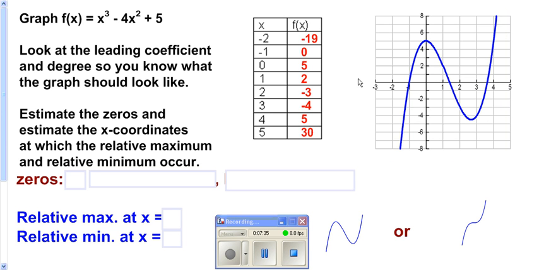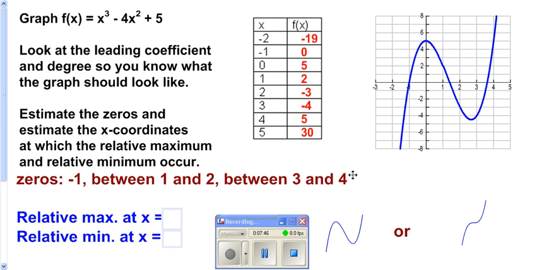Estimating our zeros, we see we have one here at -1. We see we cross between 1 and 2. We see we cross between 3 and 4. When you're looking at your relative maximum, your highest point in this area of the graph right here, you see that occurs when x is 0. Your lowest point of this area of the curve looks to be about 2.5 to 2.6, something around there.